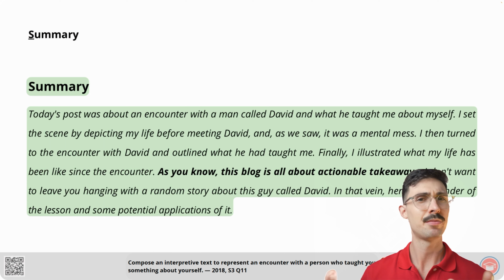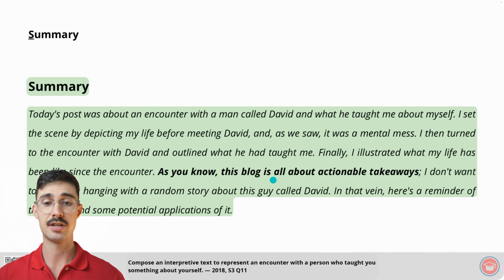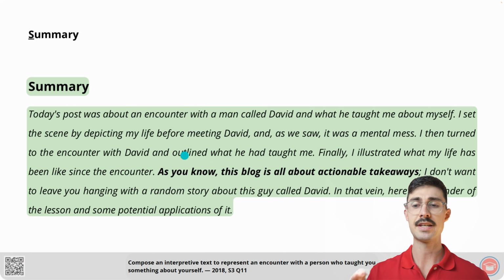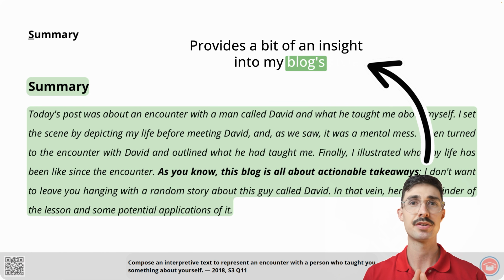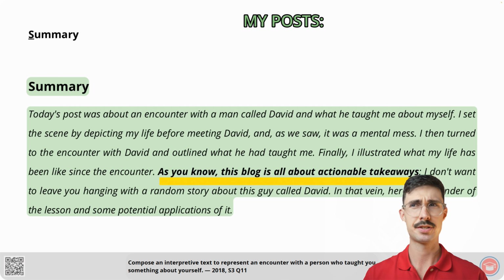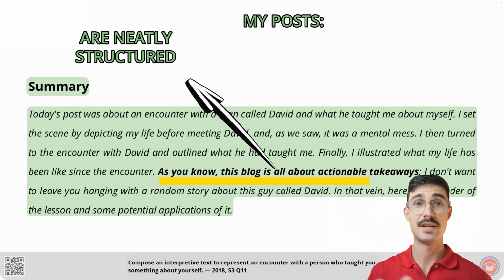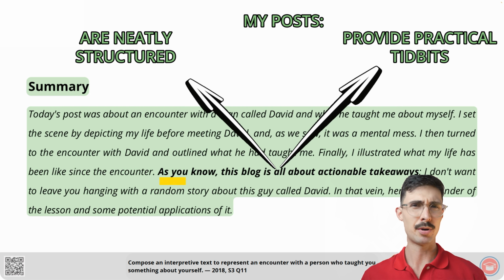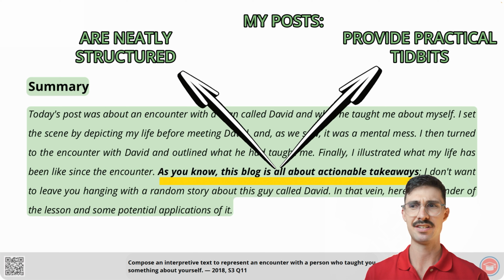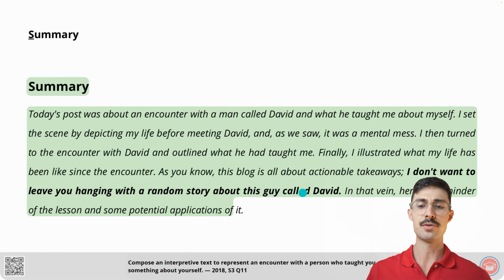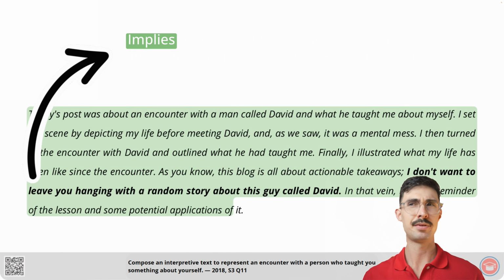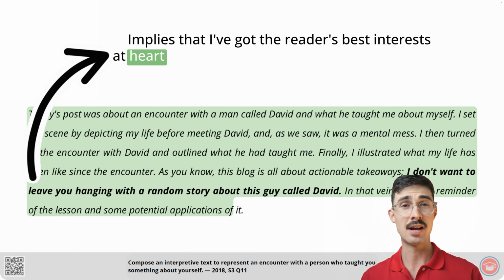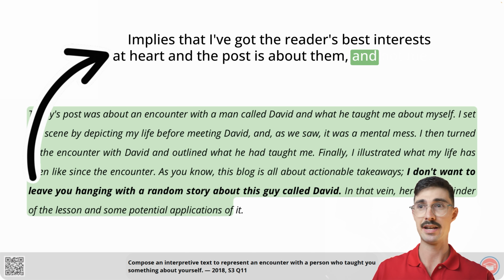Turning to another point, this sentence, "as you know, this blog is all about actionable takeaways," does a similar thing to the heading in that it provides a bit of an insight into my blog's style. It suggests that my posts are 2 things. Firstly, they're neatly structured. Secondly, my posts value practical tidbits of information over poetically written ambiguous sentences. The final part of this sentence, "I don't want to leave you hanging with a random story about this guy called David," implies that I've got the reader's best interests at heart and the post is about them and not me.